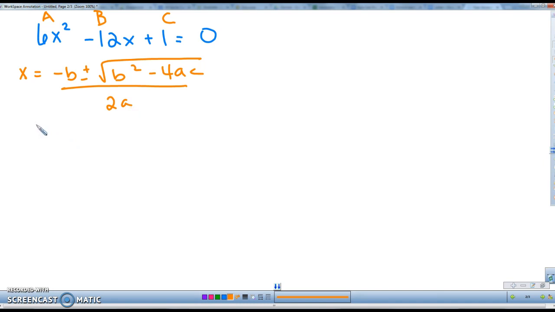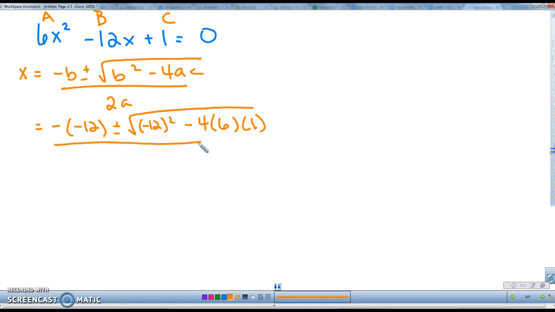And then I can start plugging in. Again, that b is negative 12, plus or minus the square root of negative 12 squared minus 4 times 6 times 1, over 2 times 6. Okay? And then I can start combining like terms and simplifying.